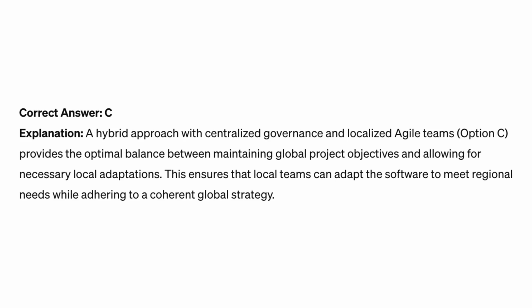Correct answer C. Explanation: a hybrid approach with centralized governance and localized agile teams. Option C provides the optimal balance between maintaining global project objectives and allowing for necessary local adaptations. This ensures that local teams can adapt the software to meet regional needs while adhering to a coherent global strategy.